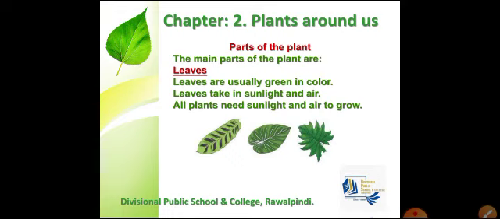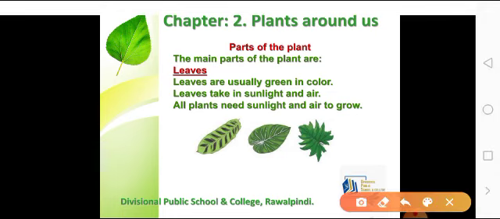There are different types of leaves. I will take a pen again. This leaf and this one, different shapes of the leaves. This is a little longer leaf, this is a little shorter, and this is a very curvy and beautifully designed leaf. Leaves are usually green in color. All the leaves are green, either light green or dark green, but the color of the leaves will always be green.